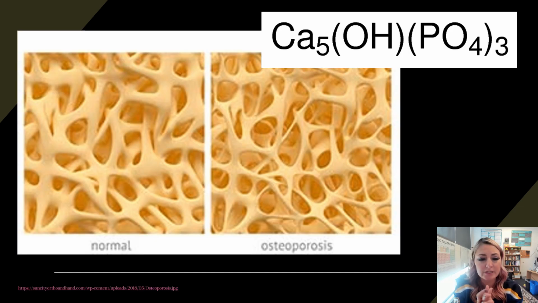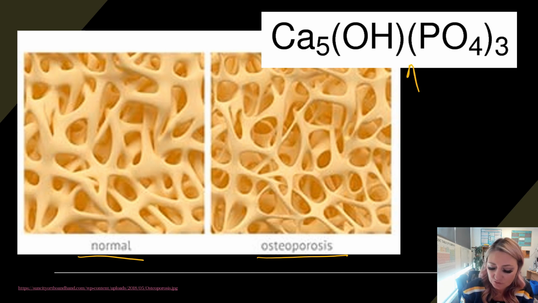So we're looking at normal bone on the left versus osteoporotic bone on the right. So osteoporosis results in a decrease in bone density. This is something that tends to happen as people age. When you have a decrease in bone density, bones tend to become more brittle, they're easily fractured, so this can be very problematic. So bone is mostly the ionic solid hydroxyapatite, and that is the formula that you're seeing up here.